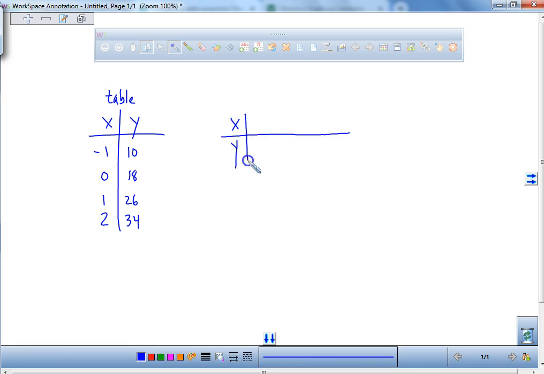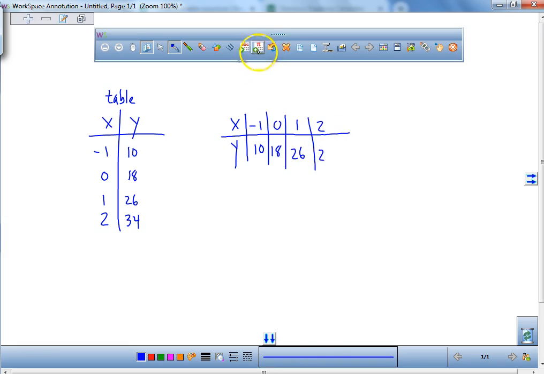Now, I think the table was written a little bit differently in the Khan Academy. It was written horizontally, where they had -1 and then 0 and then 1 and then 2. Like this. Okay, and then you had -1 went with 10 and 0 went with 18 and 1 went with 26 and 2 goes with 34.